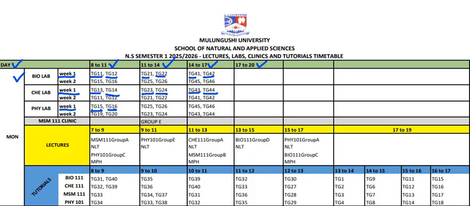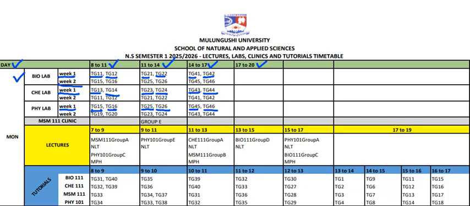Then whichever day within week 1, the day is going to be communicated to you, but TG25 and TG26 are going to have a physics lab in week 1, around 11 to 14. Then immediately this team is done, from 14 to 17, TG45 and TG46 must get into the lab.